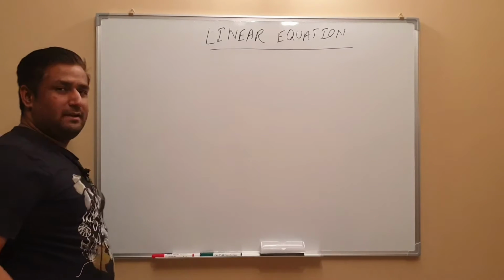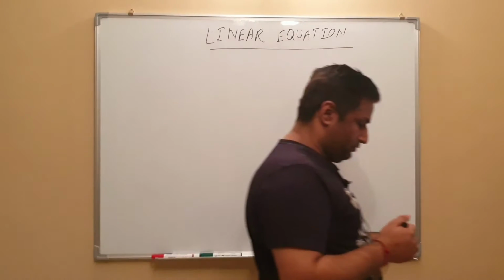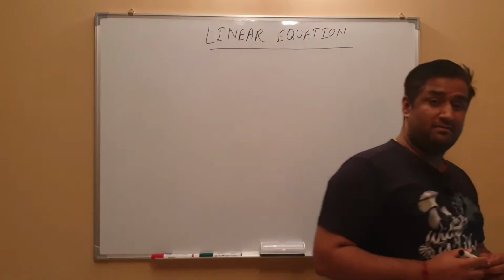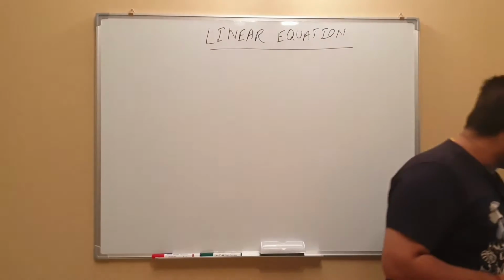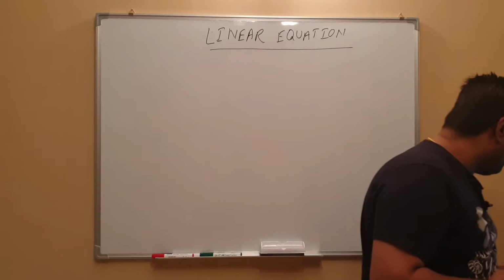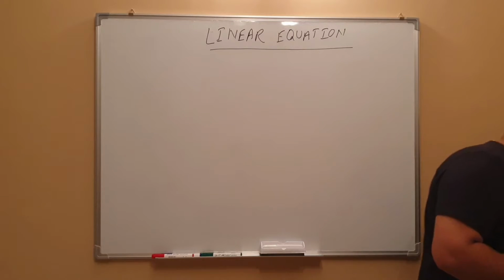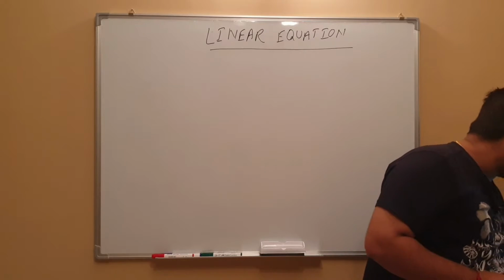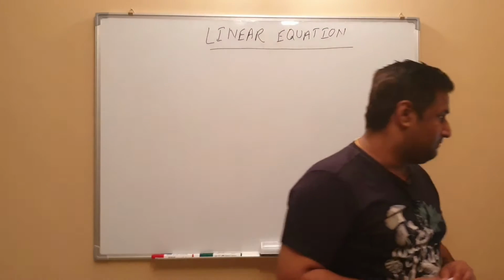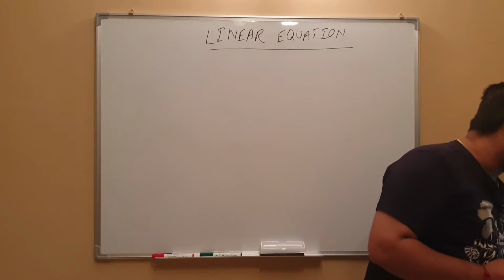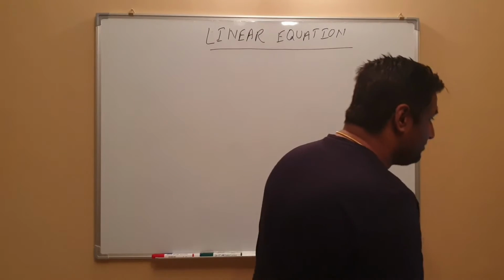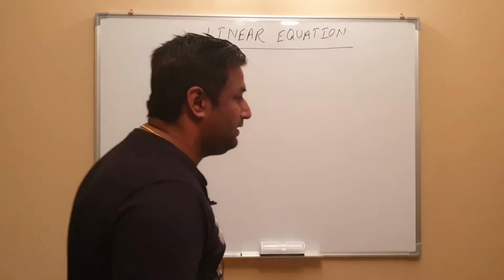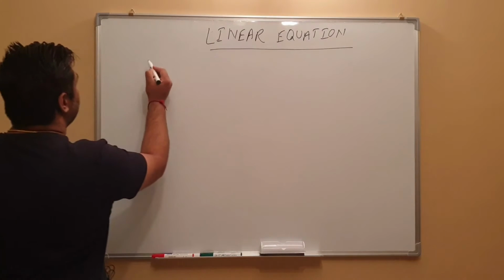Let's take an example from your NCERT book, from exercise 4.3, question number 3. It says: if the point (3, 4) lies on the graph of the equation 3y = ax + 7, find the value of a. So we'll see how to do it. Let's write the question.